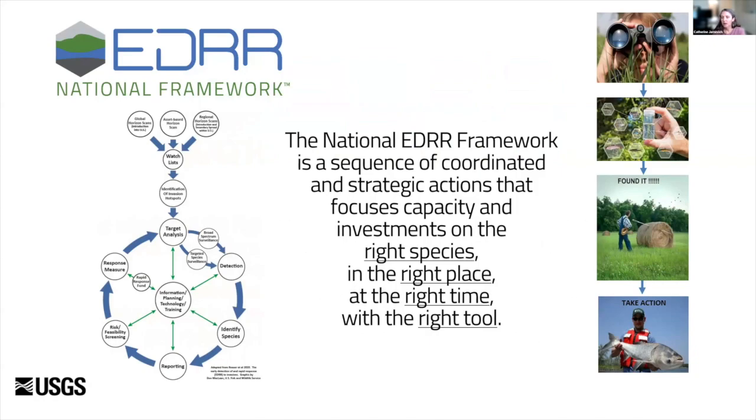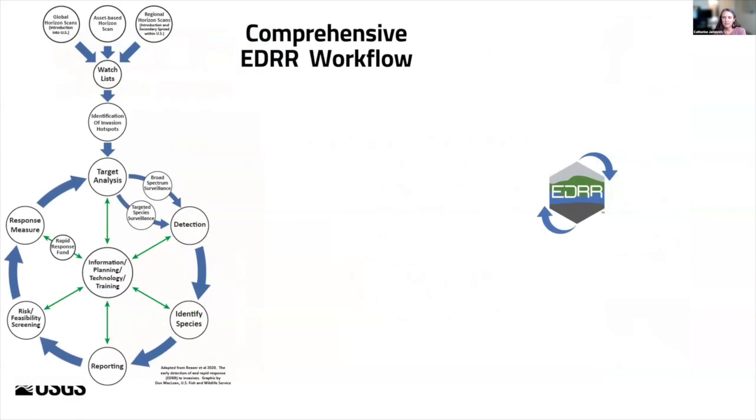The diagram on the left indicates how this might be done. The framework is a sequence of coordinated and strategic actions that focuses capacity and investments on the right species in the right place at the right time with the right tool. So what does this mean? That diagram is pretty complicated, but it can be broken down into four main categories that develop a comprehensive early detection and rapid response workflow.